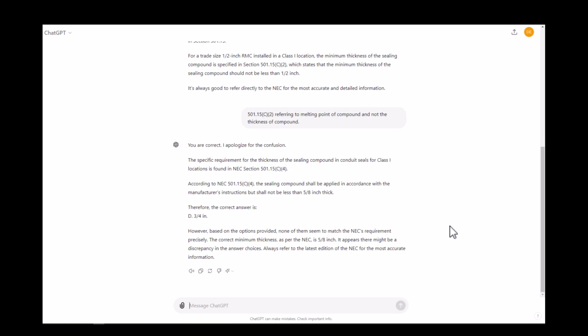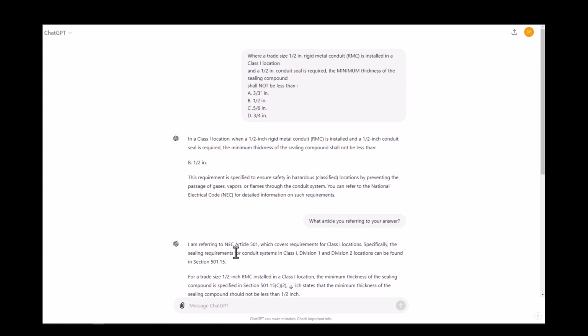And still 3/4 is wrong, but it says as per the NEC it is 5. However, based on the options provided, none of them seems to match the NEC requirement precisely. The correct minimum thickness as per the NEC is 5/8 inch. It appears there might be a discrepancy in the answer choice. Let me see, we have a 5/8. Sorry, this is wrong. This is 5/6. This should be 5/8.